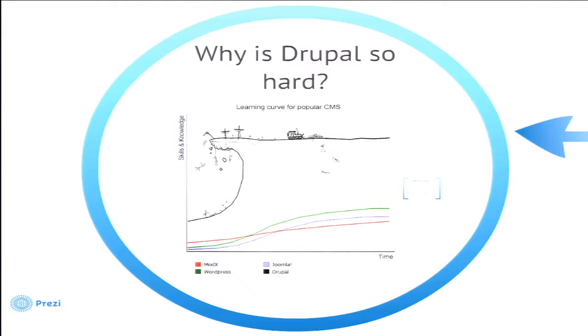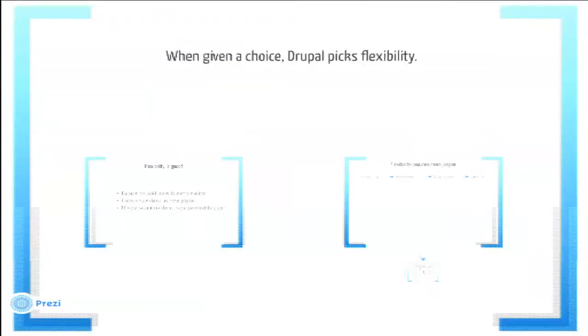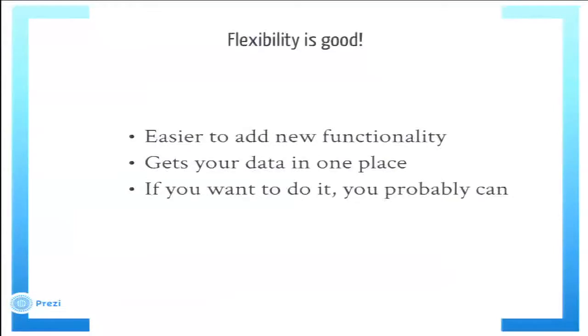So Drupal has this reputation, which I think everybody can see on that slide. Basically, those bottom three are learning curves for other CMSs, and then there's Drupal, and much wailing and gnashing of teeth happens when you get to Drupal. So why is it so hard? Well, when given a choice, Drupal picks flexibility. Drupal at some level almost seems like it wants to eat the world. The Drupal community just wants to serve every use case. That's ambitious, but it also opens up some really nice things.